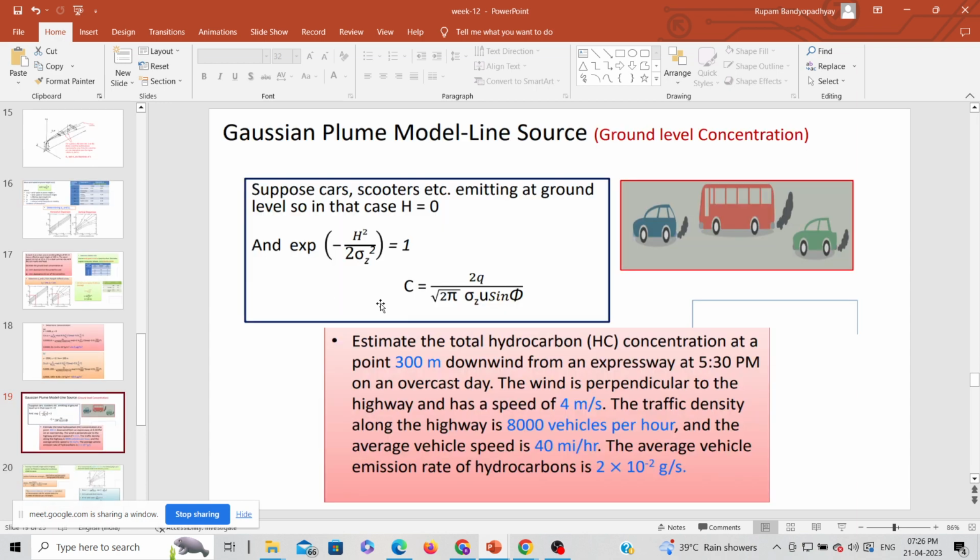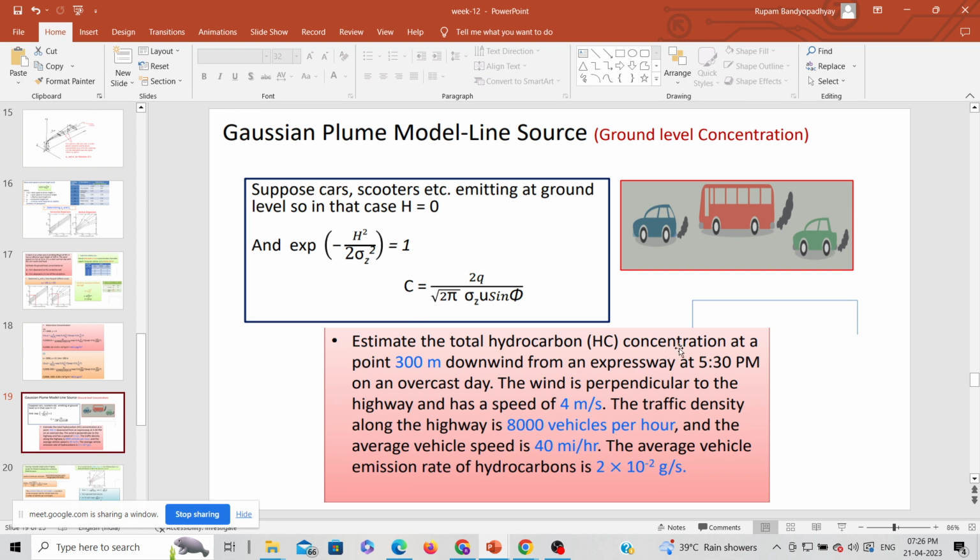So next, it was for the point source earlier, and then for the line source, this is like vehicular emissions generally. So this is considered as a line source, and in this equation you have to remember: this is the concentration for a line source in the Gaussian dispersion model.